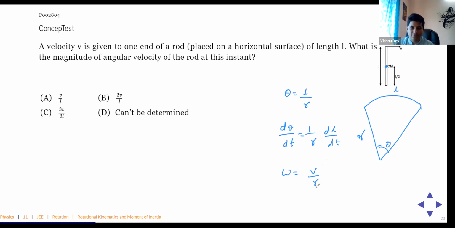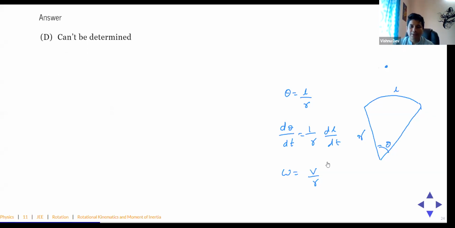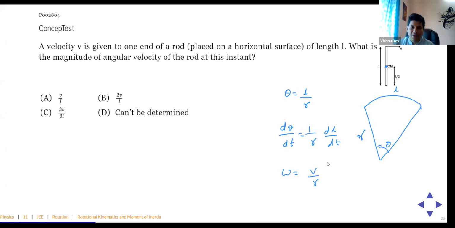And what is r? What is r? What is r? Yes, very good, Dhruv. The answer is D. Why? Tell me why. Tell me why the answer is D. Tell me everyone. Why can we not use this?